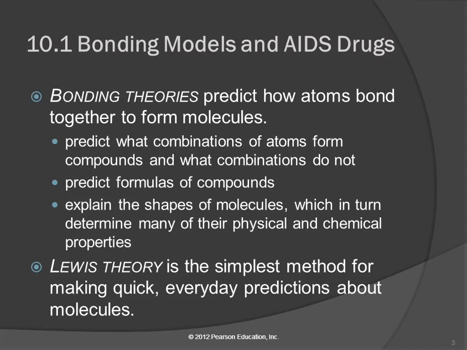It helps us to predict formulas of compounds, and it explains shapes of molecules. Shapes are important because many of the physical and chemical characteristics of compounds have to do with their shape. Lewis theory is the simplest theory, and so we're going to talk about that one first. It's the simplest theory for making quick, everyday predictions about molecules.